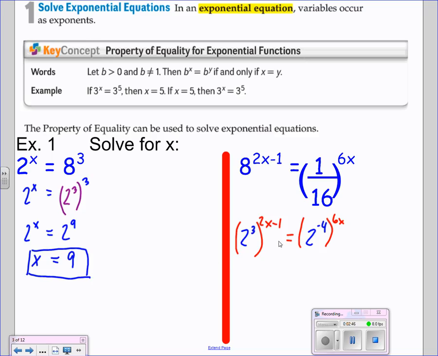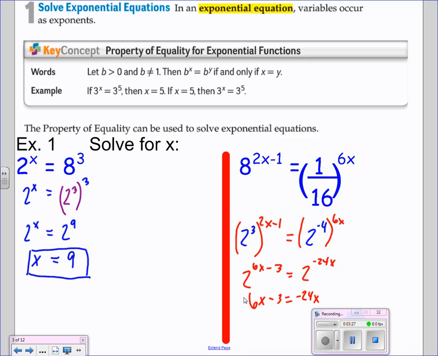So now both bases are the same. First, let's multiply my powers, because that's the rule. So it's 3 times 2x minus 1. So that'll be 2 to the power of 6x minus 3. You multiply 3 with both 2x and 1. And then on the right hand side is negative 4 times 6x, so that's a negative 24x. Now that the bases are the same, I can just take the powers and equal them to each other. So 6x minus 3 is equal to negative 24x.